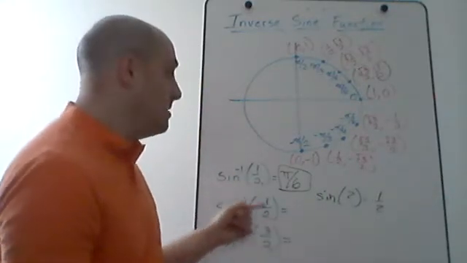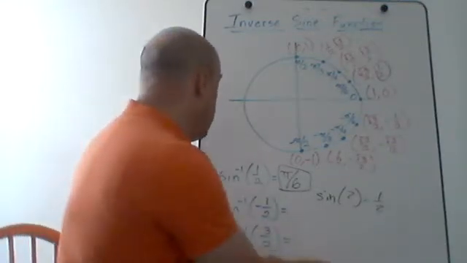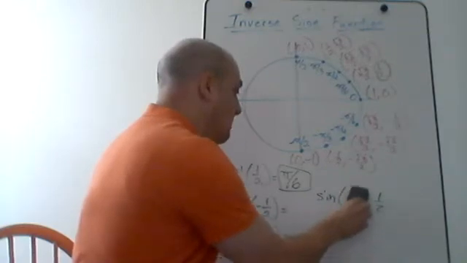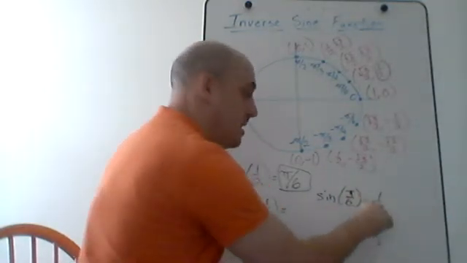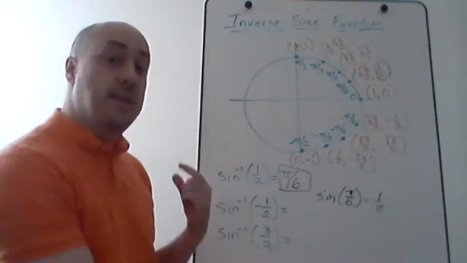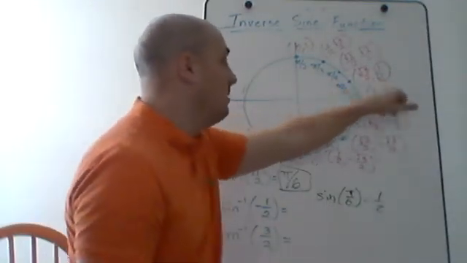Again, the inverse function is switching the inputs and outputs from the regular sine function. Sine inverse of 1/2 equals pi over 6 because sine of pi over 6 equals 1/2. Switching the input and the output. Sine of pi over 6, sine gives me the y coordinate, which is 1/2.